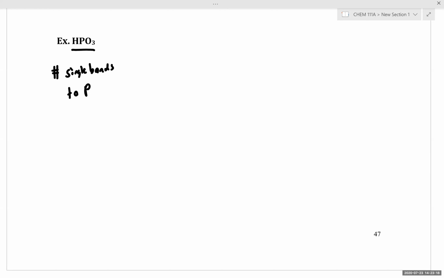And we'll discuss this example in another minute and a half. Would anyone like to volunteer in the chat? How many single bonds are associated with phosphorus in your correct Lewis structure for phosphorus acid? This is an entirely different compound.